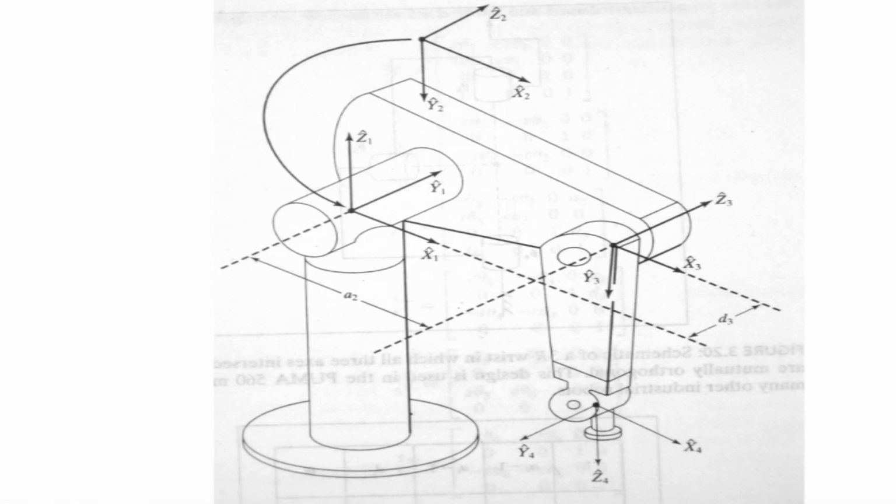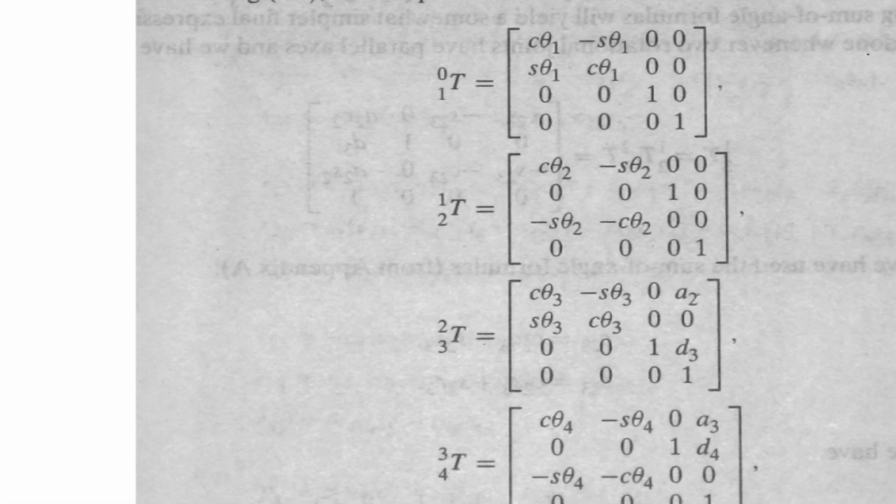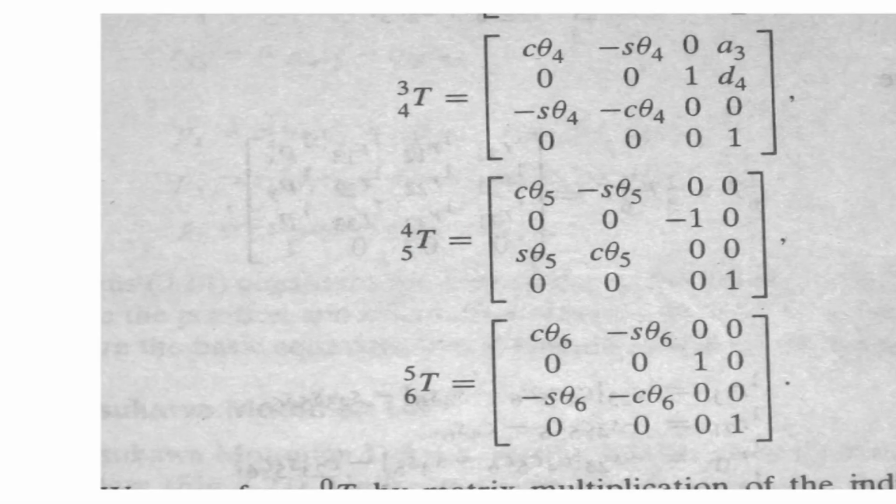In the Puma arm, the first thing that we did was assign our DH parameters. From the DH parameter table, we found the various transformation matrices that relate one frame to the previous frame. So this was the DH table for the Puma robot, based on which we made our transformation matrices, which relate one frame to the other. And then we got our 6 transformation matrices. So this one relates frame 1 to frame 0, this 2 to 1, 3 to 2, 4 to 3, like that. And these are the remaining 2.